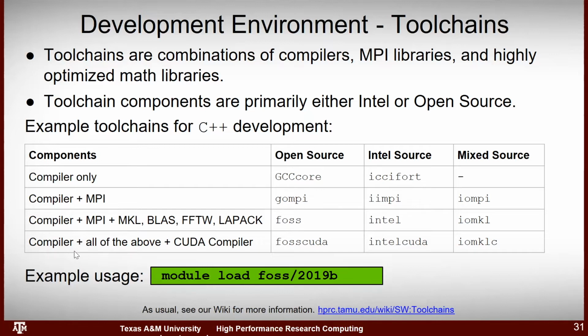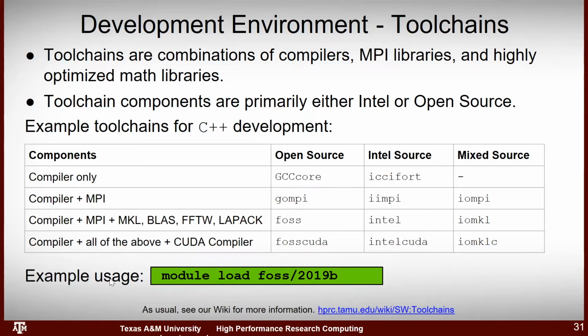And then finally, if you need to be using a GPU, most of our GPUs are NVIDIA GPUs, and the programming language for NVIDIA GPUs is CUDA. So if you're adding the CUDA compiler to your environment, then for the name of that module, you just add CUDA on the end. So foss CUDA, intel CUDA, iomklc.